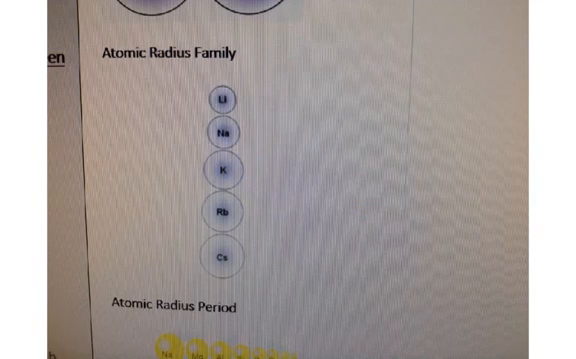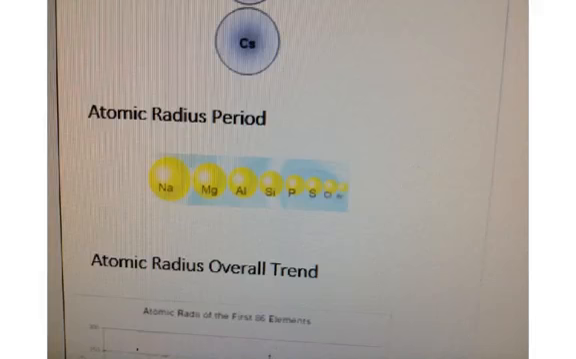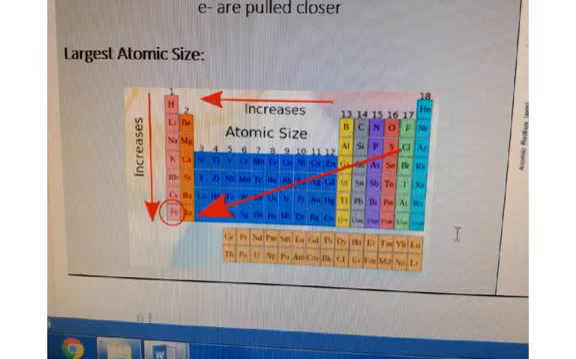So here's the trend of the atomic radius going down a family. As you see, you're adding energy levels, so your size increases. As you go across a period, the nuclear charge increases, so the electrons become more and more attracted to the nucleus, so therefore they get smaller and smaller. The easiest way to do the periodic trends is to identify the very largest atom for each of these trends and then base everything off of that.